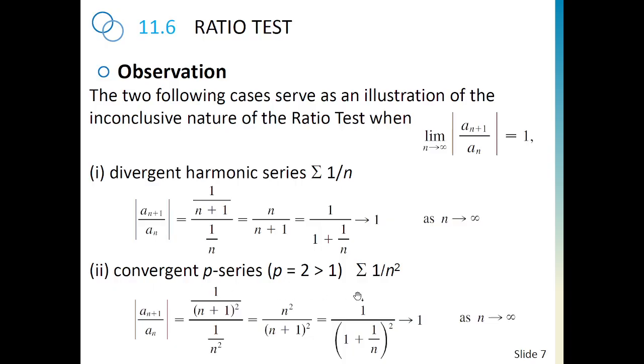Let's apply the ratio test to the series 1 over n squared. We know that this is a p-series with p equal 2, so it's convergent. Again, a_{n+1} will be 1 over (n plus 1) squared, divided by a_n, 1 over n squared, so a double fraction again, we rewrite it. Here again the limit is 1. So you see the limit of the ratio in both cases is 1, but one series is divergent, the other one is convergent. That's why if ever we get the limit of the ratio equal to 1, we cannot conclude anything. We need to use some other test.